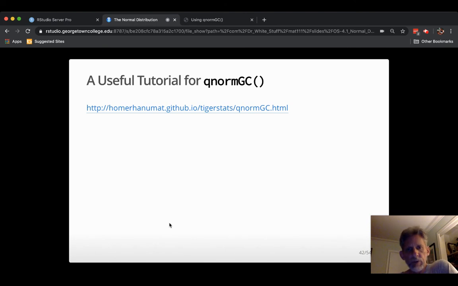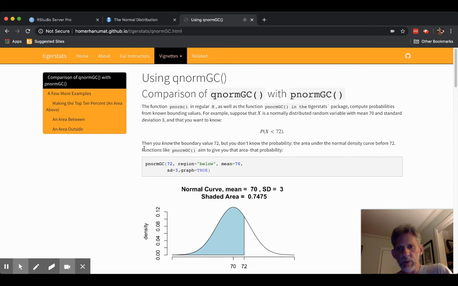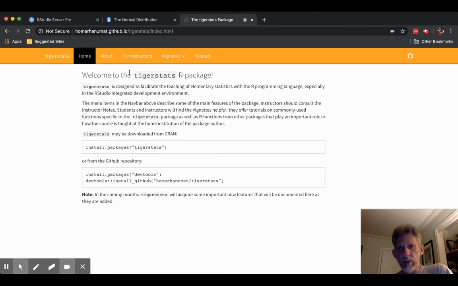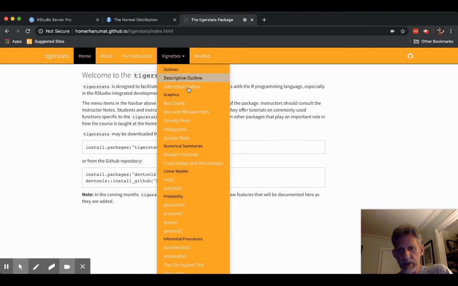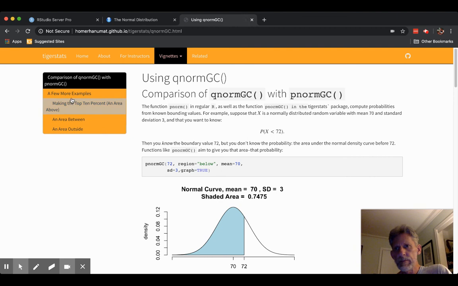So here's a little tutorial for qnormGC. If you were to follow this link, you would come to this tutorial. Again, it's part of the TigerStats webpage, and so you can get to it from the home page by going to vignettes and then looking down for qnormGC.